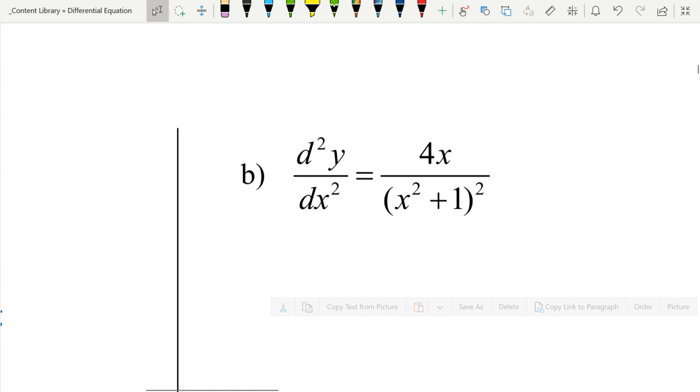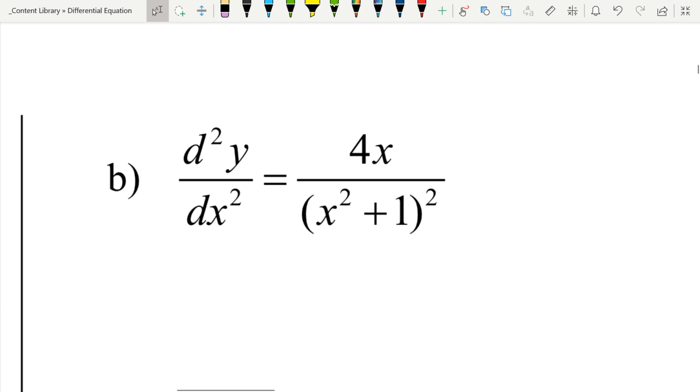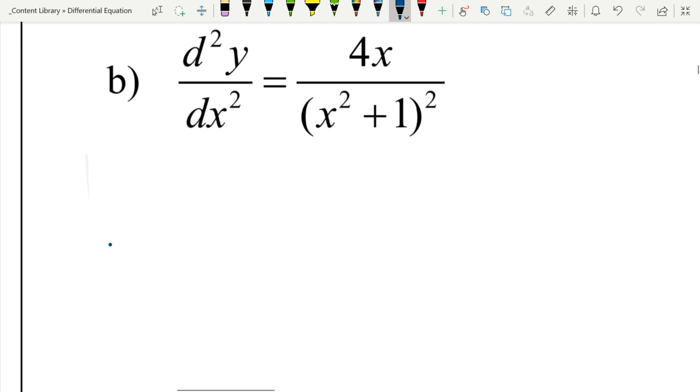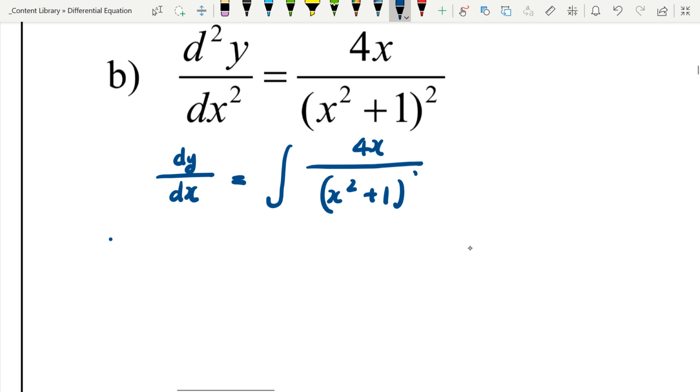And if we have a second derivative, let me just do one example with a second derivative. If we have a second derivative, what can we do? First of all, if you antiderive the second derivative once, you will have the first derivative. And what method should we use to antiderive this one?